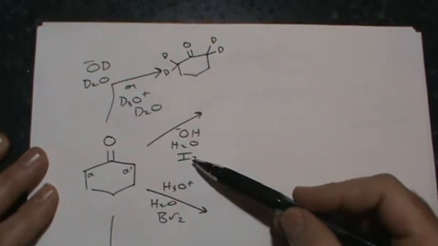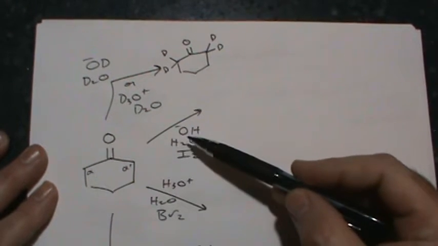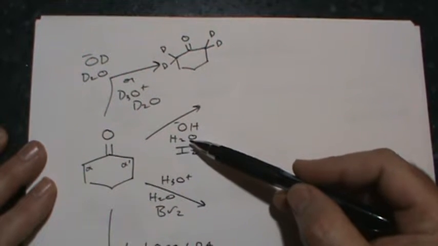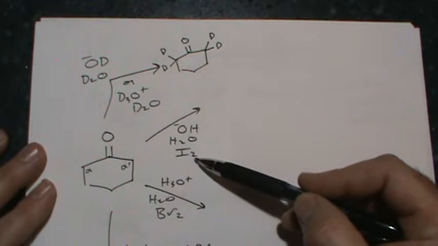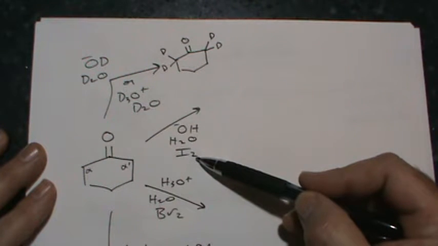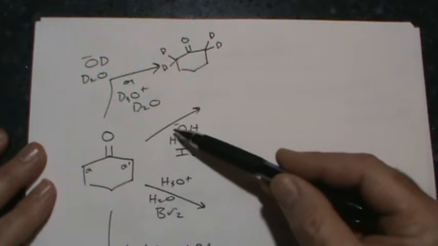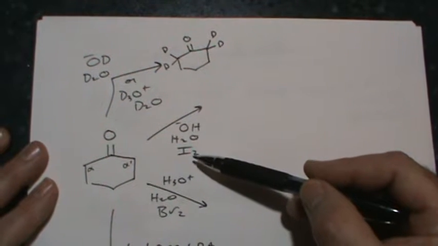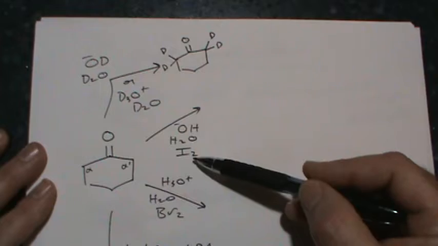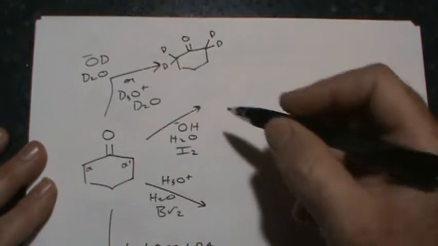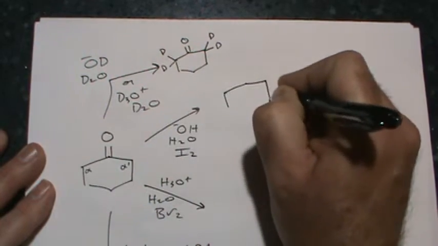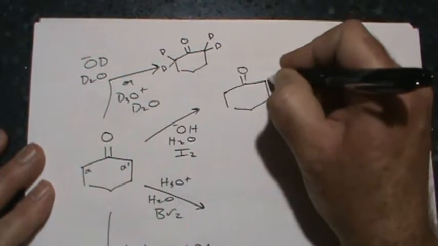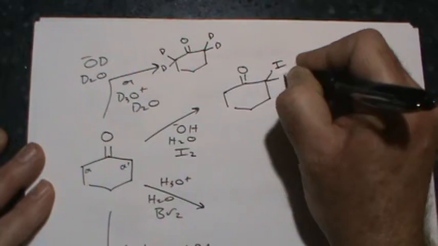Likewise, we can halogenate at the alpha position using either acidic or basic conditions. Let's try basic conditions first, OH minus H2O, and we're going to use iodine as our halogen. Under these basic aqueous conditions, we're going to perhalogenate much as we perdeuterated. That means all the alpha protons will exchange for iodine.